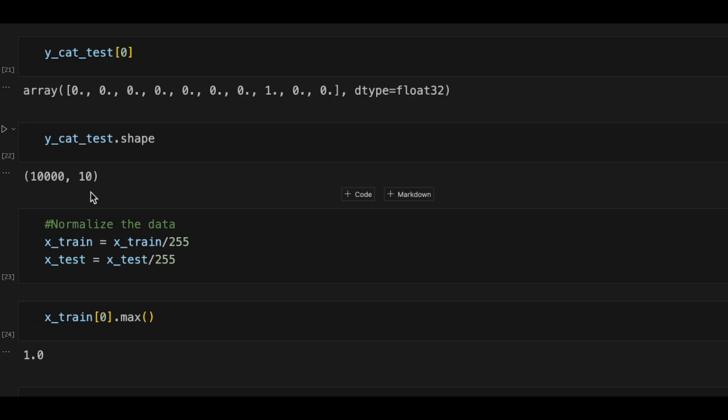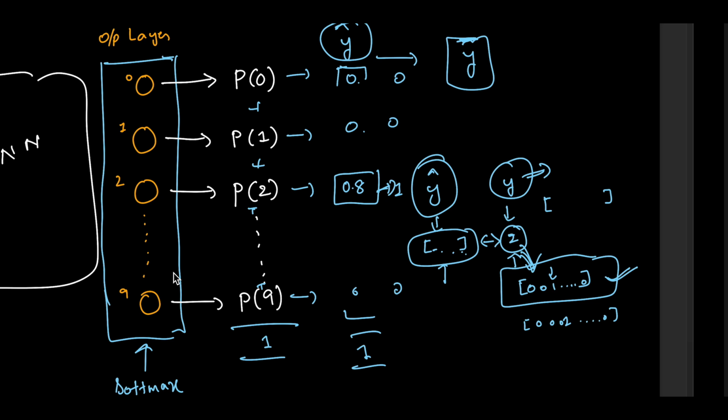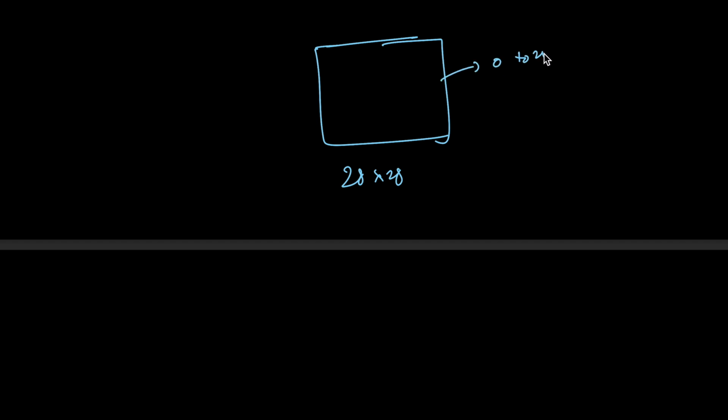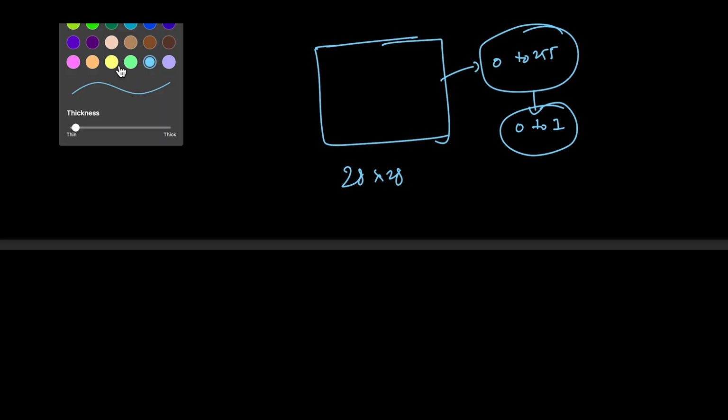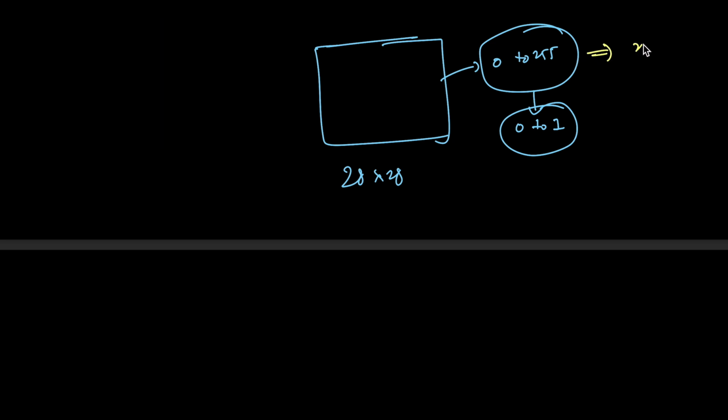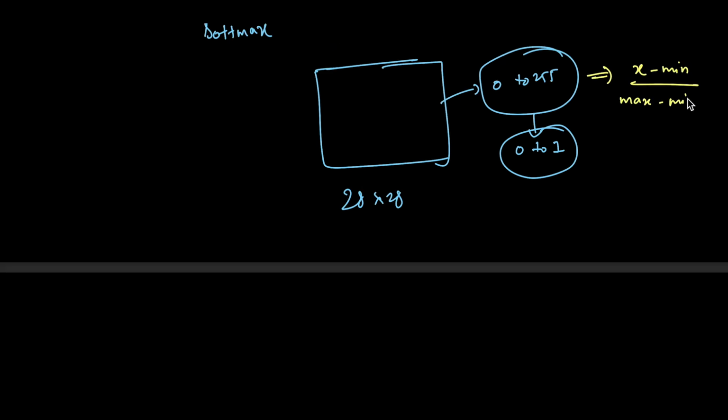And then we can do data normalization. Basically, my input data is just an image of shape 28 cross 28, and the values are pixel values ranging from 0 to 255. But we can do some normalization and make the range of these values 0 to 1. What is the formula that we can use for normalization? The formula is (x minus min) divided by (max minus min). So this is the formula that we can use, right?